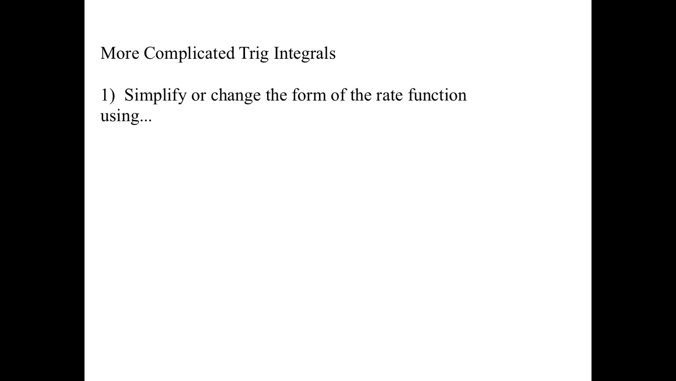Okay, so we've seen some trig functions within these integrals, but now let's talk about some more complicated ones. So here's the overall strategy for this. The first step is to simplify or change the form of the rate function. The rate function is made up of some combination of trig functions. So we want to simplify or change the form using identities. This is going to be a big part of this.